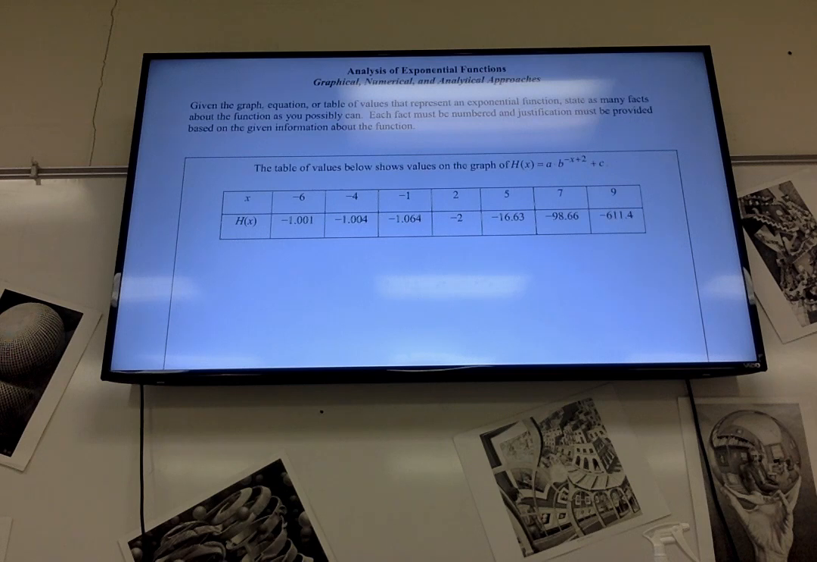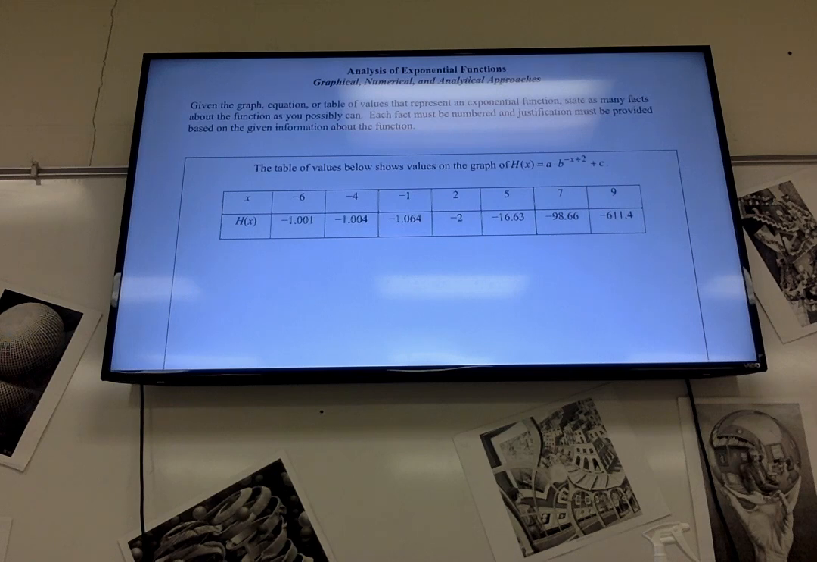Okay, so now we're going to do exponential functions. We know always we do the equation, so it's the algebraic version. We do graphical, which we just did. And then we do numeric, which is a table. So that's what we're doing now. Given the graph, equation or table of values that represent an exponential function, state as many facts about the function as you possibly can. Each fact must be numbered and justifications must be provided based on the given information about the function.